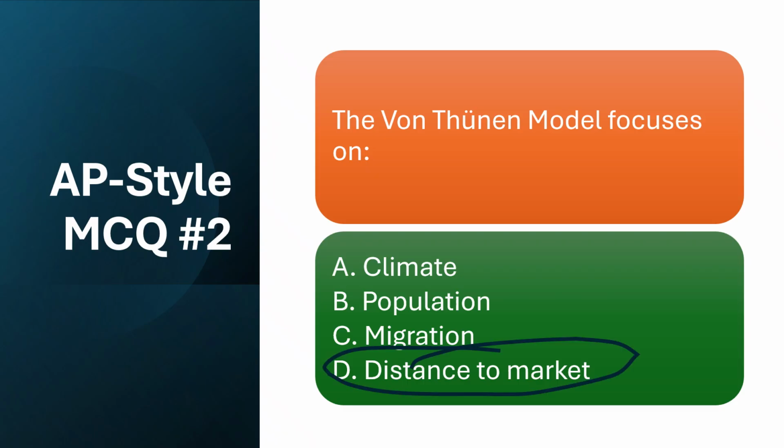If you chose D, distance to market, you're correct. This is one of the choices for the von Thunen model that focuses on the costs of transportation and perishability of crops.